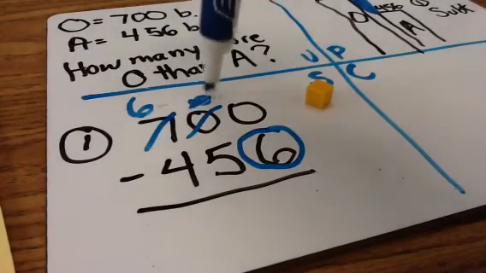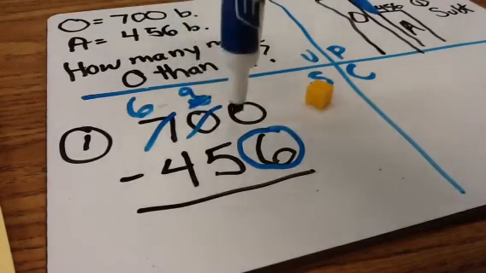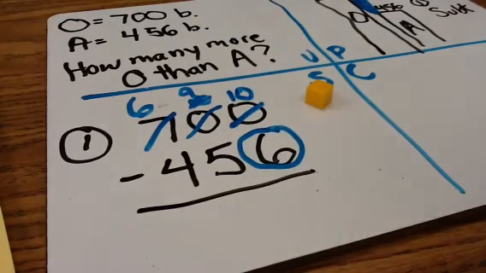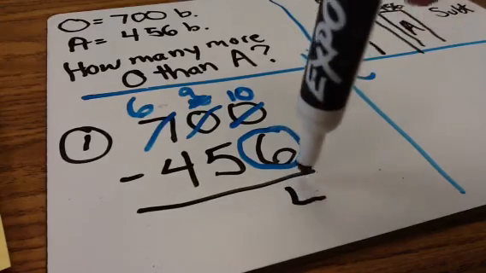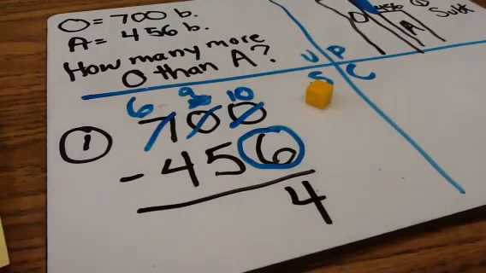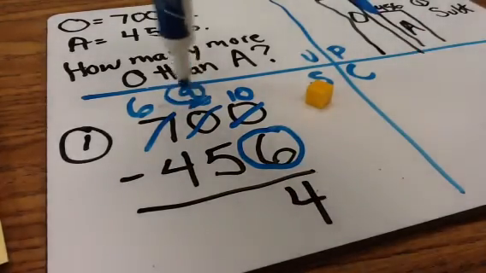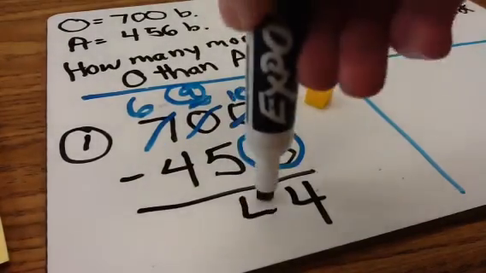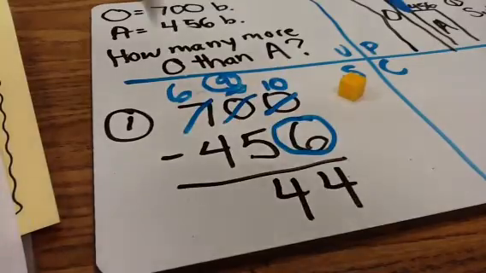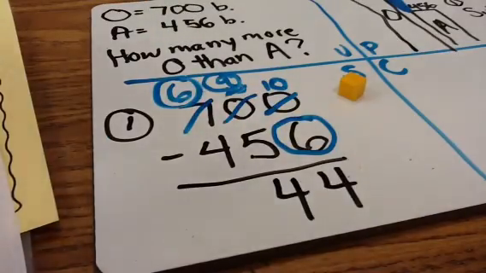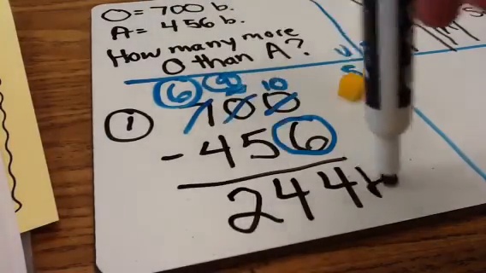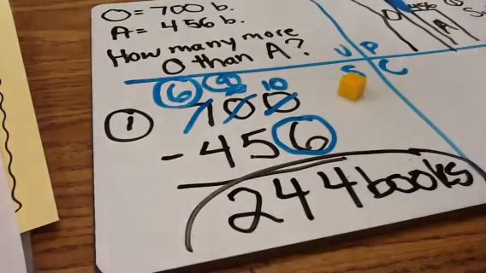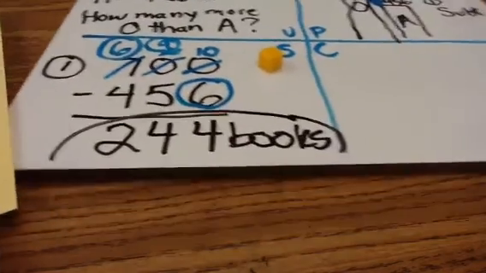So I don't have 10 anymore, I have 9, and I don't have 0 anymore, I have 10. 10, take away 6. 6's friend of 10 is 4. Circle where my bigger number is. More on top, no need to stop. 9 minus 5 is 4. Circle where your bigger number is. More on top, no need to stop. So I'm getting 244 books as my final answer, but I want to check it to make sure it's correct.